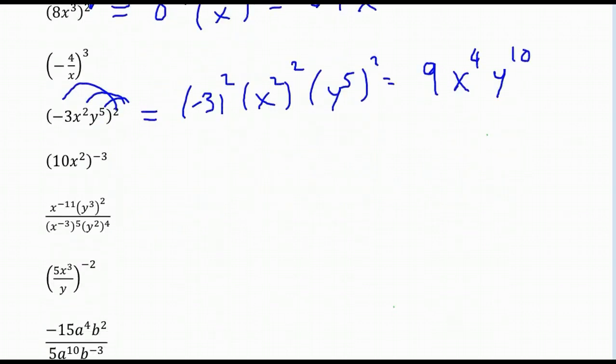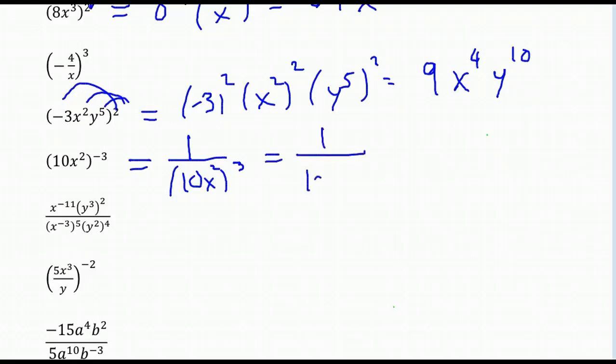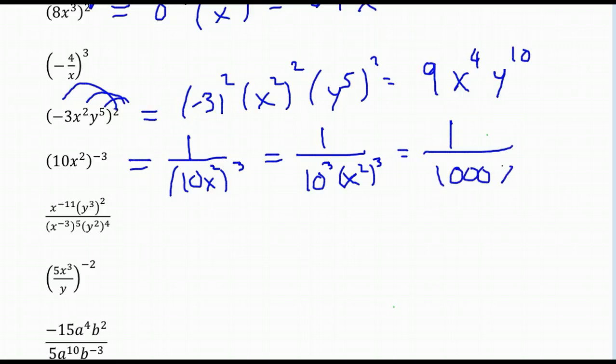For the one below it, we'll use the definition for negative exponent, which is that we're going to take that expression and put 1 over that expression to the positive third power. Then we're going to distribute the third exponent to each factor. So we're going to get 10 cubed times x squared cubed, and then evaluate. 10 cubed is 1,000. Again, we're going to multiply the exponents to get x to the 6th power.